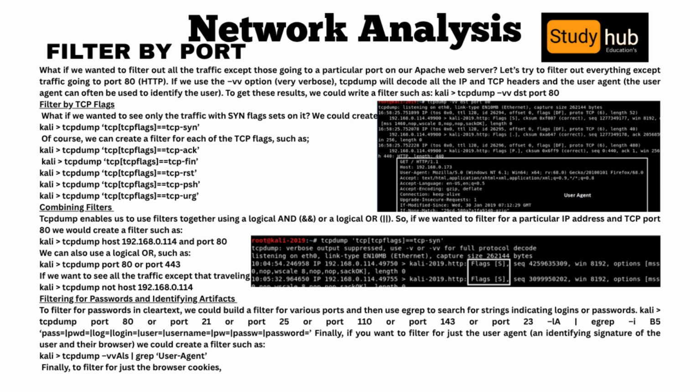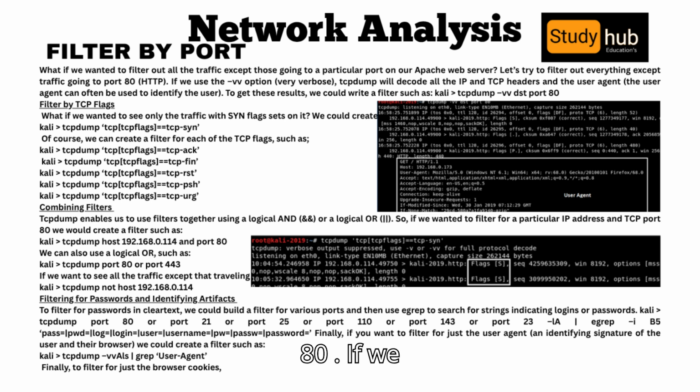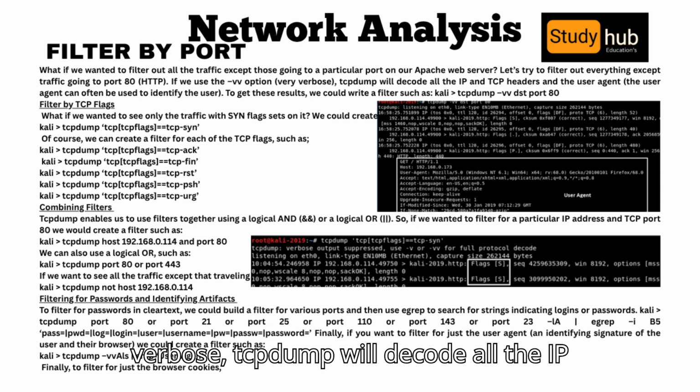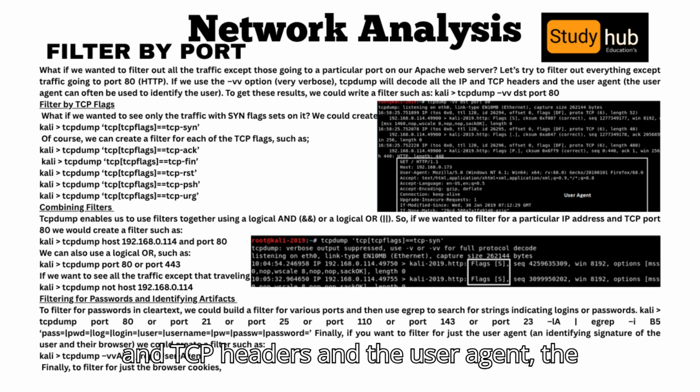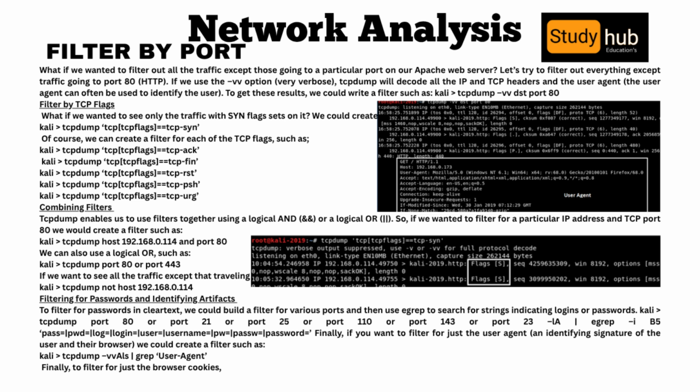What if we wanted to filter out all the traffic except those going to a particular port on our Apache web server? Let's try to filter out everything except traffic going to port 80, HTTP. If we use the -vv option, very verbose, tcpdump will decode all the IP and TCP headers, and the user agent can often be used to identify the user. To get these results, we could write a filter such as kali > tcpdump -vv dst port 80.